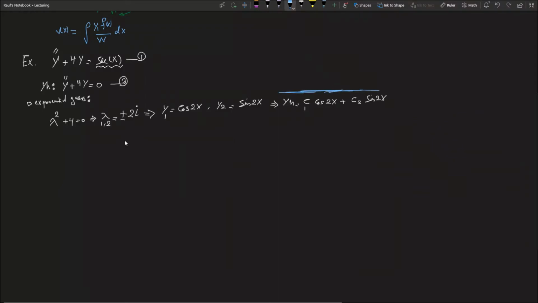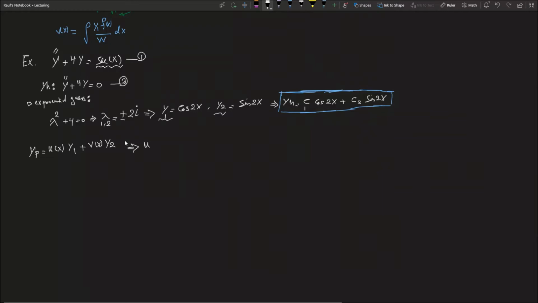So we solved half of the problem for now. What's left is to find the particular part of the equation. Moving forward, in order to find the particular part, yp, as we said, equals u of x multiplied by y1, plus v of x multiplied by y2. We already have y1 and y2, but we want to find u of x and v of x.